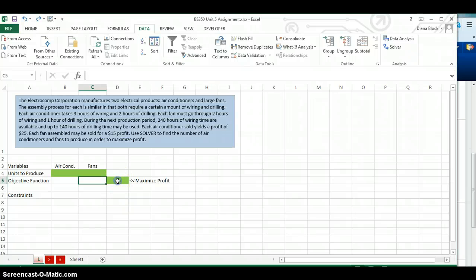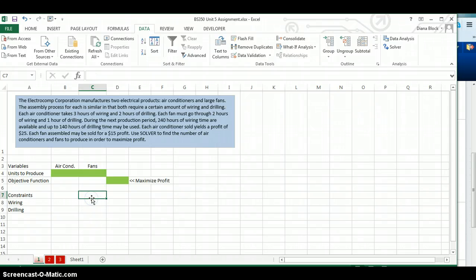And so to maximize that profit, you're going to have a formula here that says to take the amount of profit per fan or air conditioner times the number of fans and air conditioners, and that will tell you your maximum profit, or how to maximize your profit. Then you've got some constraints, and they are wiring and drilling. So this paragraph up here tells you that wiring an air conditioner requires a certain amount of hours of wiring time, so you'll put that down. Air conditioners require a certain amount of drilling, so you'll put that here.